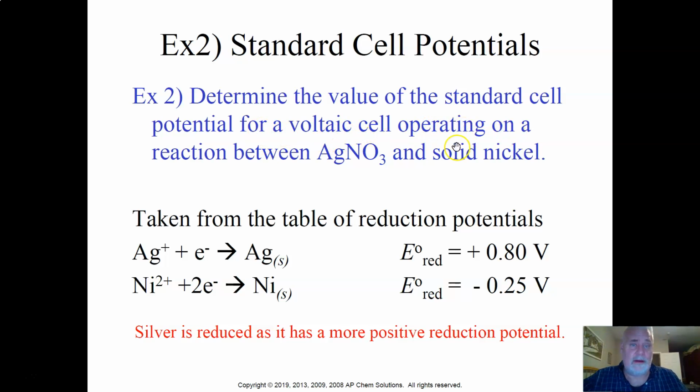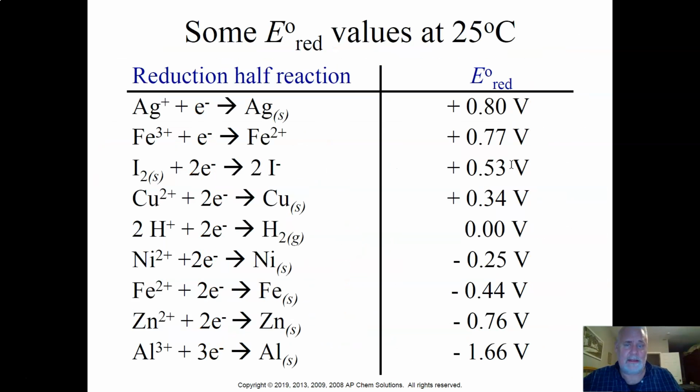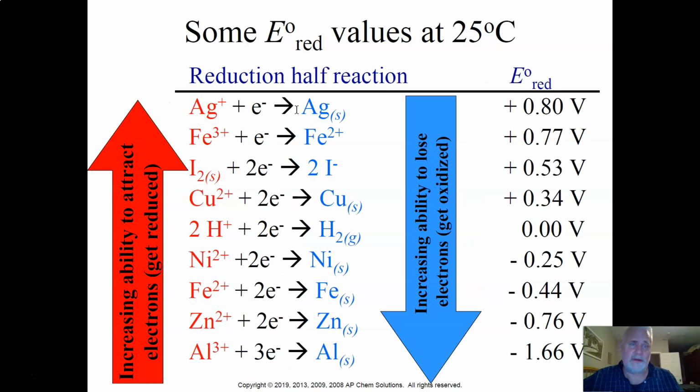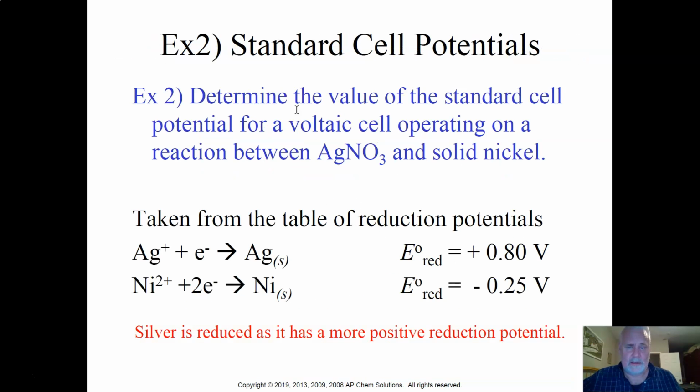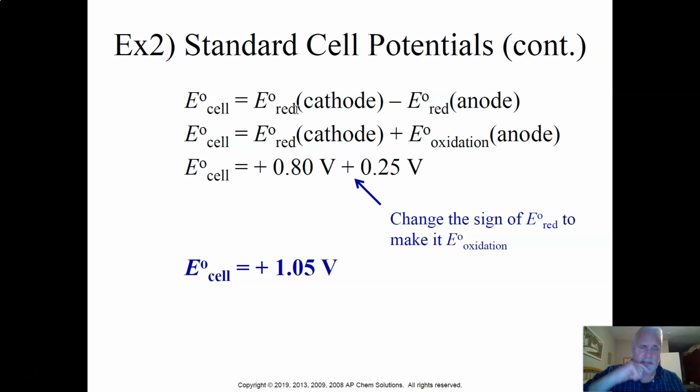Okay, so in example number 2 here, let's say you're operating a reaction between AgNO3 and solid nickel. What you want to be able to do is use that information, and undoubtedly on the test you'll be given a list similar to this, and you just go, oh, there's your nickel equation right there, and there's my silver equation. So right now, slam dunk, silver is going to be the one that's going to be reduced in this particular reaction.